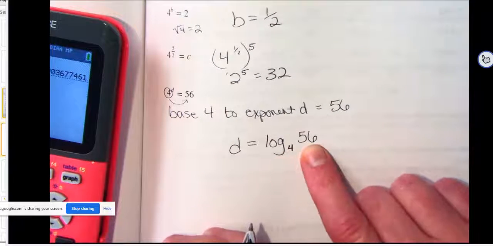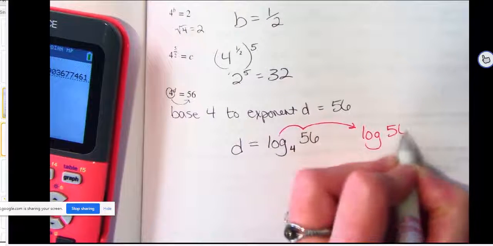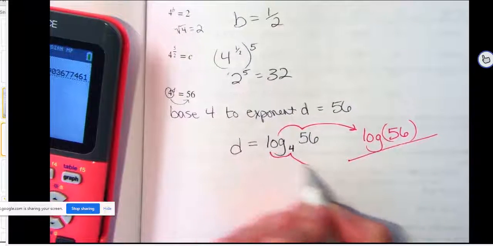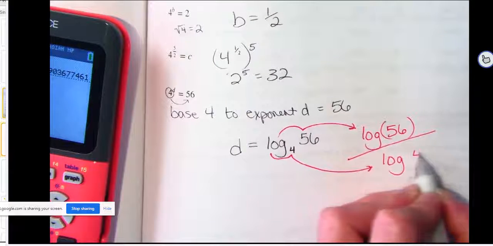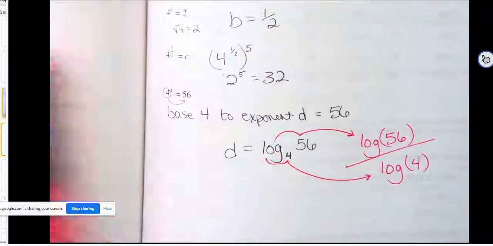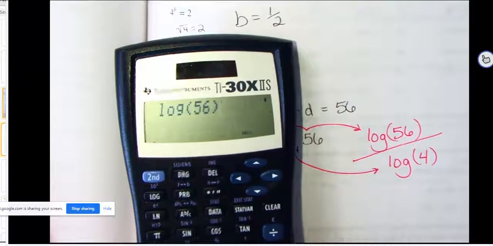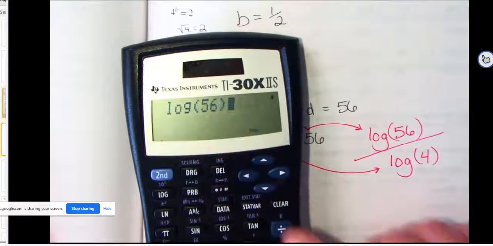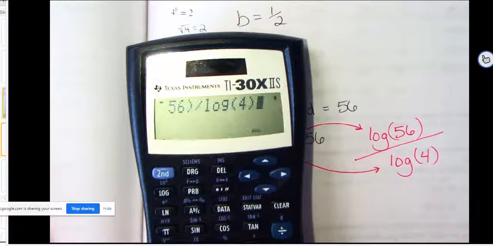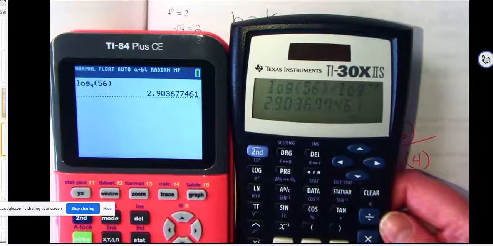Once we can write it in this form, we're going to do the log of 56, and then divide it by the log of 4. So we saw we could do it here in graphing calculators, but if you're working with something that's not quite so fancy, even a cell phone calculator has a log button. We could do log of 56, close those parentheses, and then divide it by the log of 4, close parentheses. And we get the same answer, 2.9.